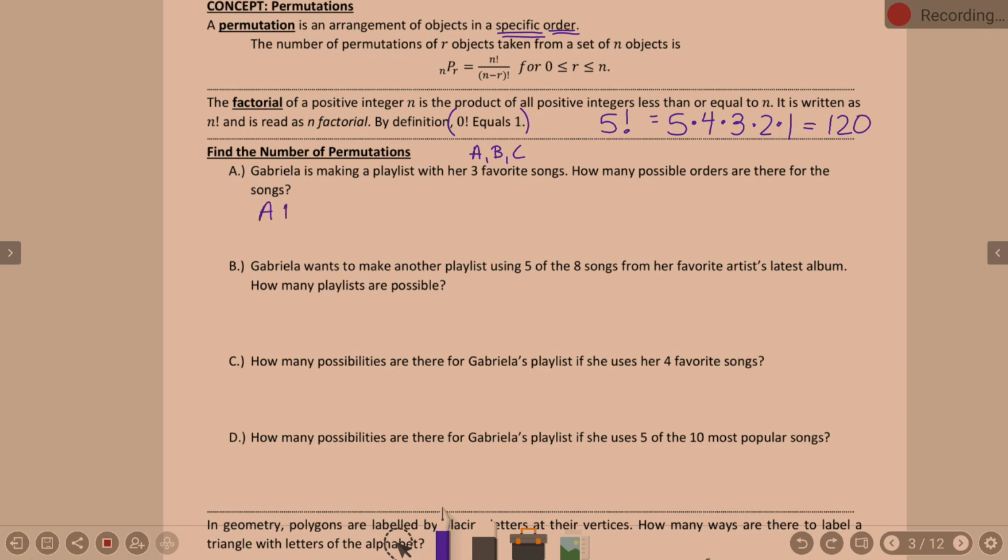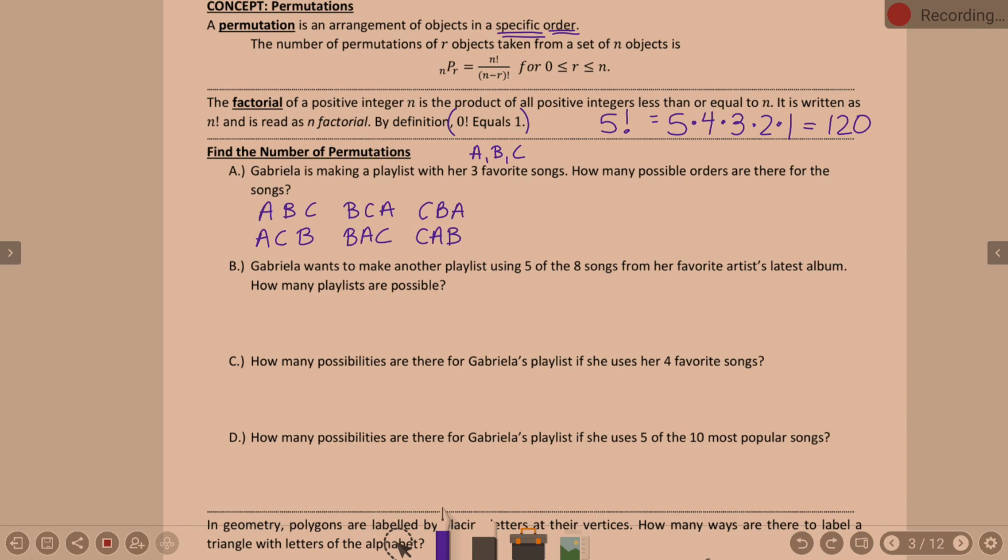She could use A, B, C. What else? Okay. I heard BCA. I heard ACB. CBA. BAC. CAB.